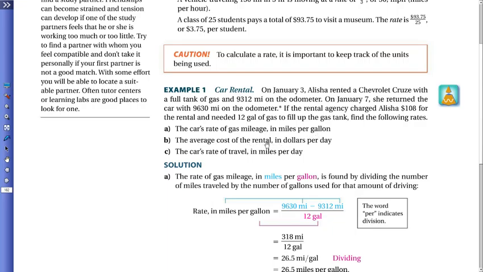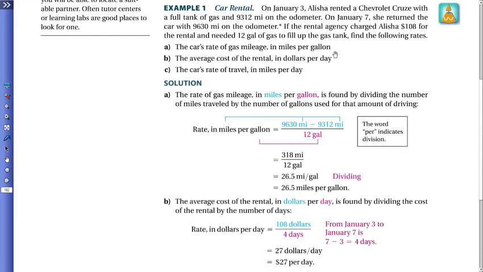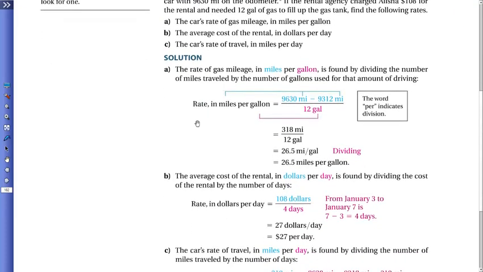B, the average cost of the rental in dollars per day. Dollars, the amount of money she spent over the amount of days she had the car. The car's rate of travel. Miles, again, they got this naming here, but here's my fraction: miles per day. Amount of miles traveled per the amount of days that the car was rented. And that's what they go through.